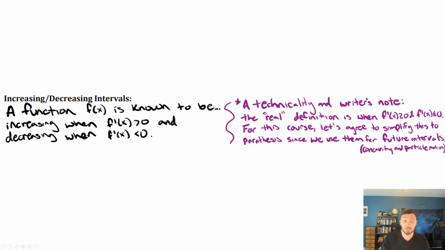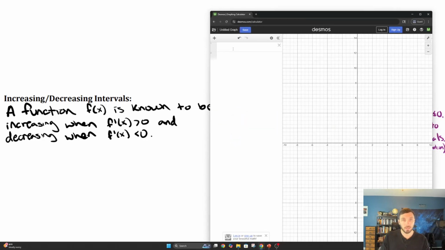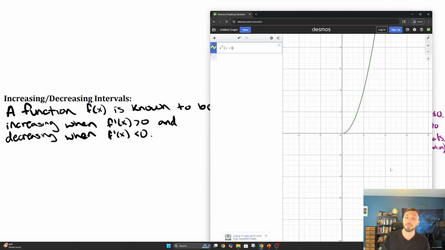So a function's increasing when the derivative is positive, a function's decreasing when the derivative is negative. Technically, the real definition is when the derivative is greater than or equal to 0 for increase, and less than or equal to 0 for decrease, the or equal to part. Without getting too into it, the idea is that it's a member of the interval of increase.